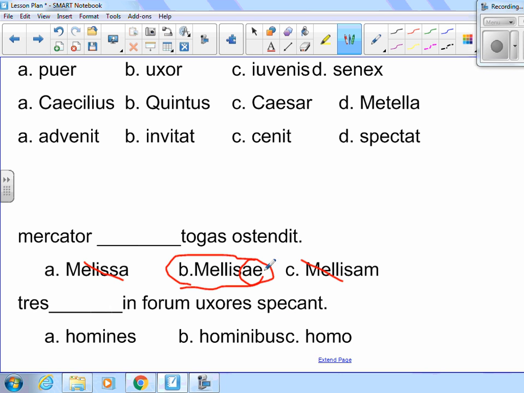In the last one, again, I'm going to ask what word would go in that blank as far as how it is being used. When I read this, I have three something in the forum, wives, and I have they saw. You could argue that uxores is nominative and plural, but based off of the word order, I'm going to say it's probably accusative. So if it's accusative, then this one needs to be nominative. It's not nominative singular because I have three of them.